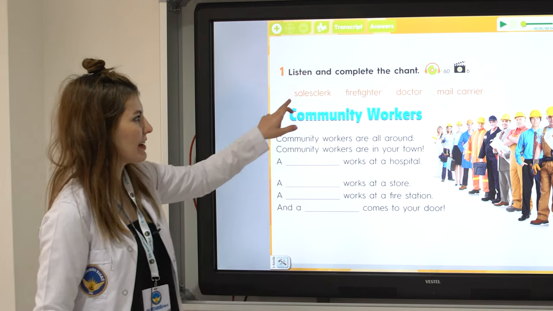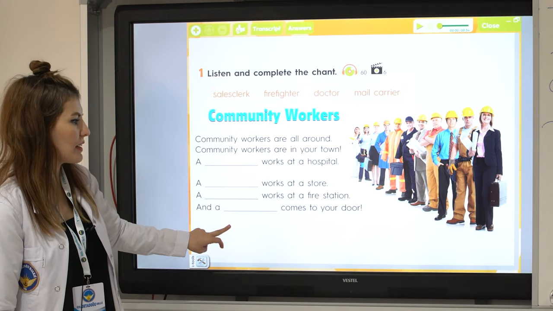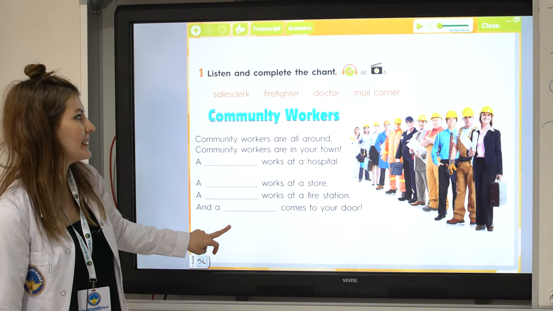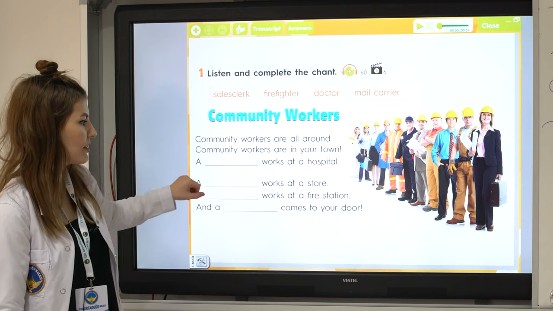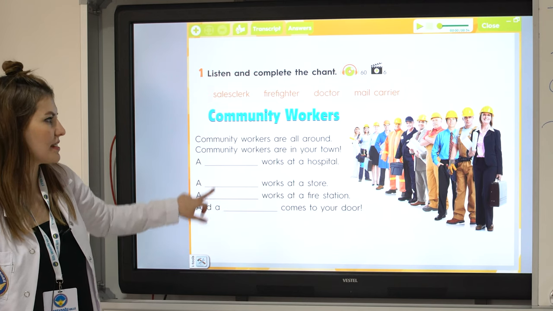Now, as you see, there are some community workers here, and you must put them in the correct place. You must know where these people work, and listen to the song again, then complete this sentence.